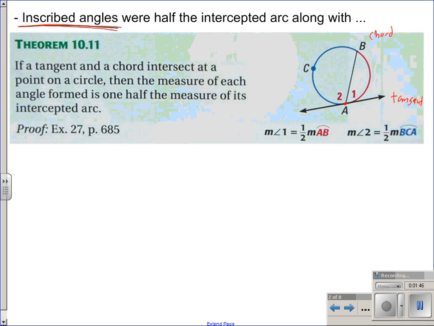As it shows beneath the picture, the measurement of angle 1, the angle between the chord and the tangent, has an intercepted arc AB, and so angle 1 is half of that intercepted arc. Same thing on the other side, angle 2. It's still an angle formed by the intersection of the chord and the tangent, but now its intercepted arc is arc BCA. Because the vertex of the angle is on the circle, the angle is going to be half the intercepted arc. That's the key thing: vertex of the angle on the circle, the angle is half the intercepted arc.